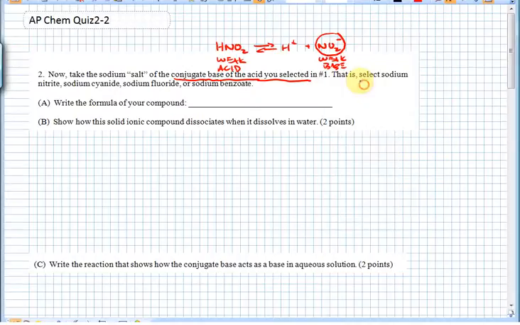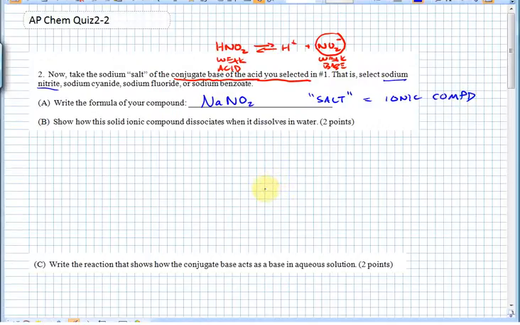All right, I'm tired of red. Let's go to blue, okay? Formula of my compound, I'm going to select sodium nitrite. That's the sodium salt of nitrous acid. Sodium nitrite, you notice I use the word salt. Salt is just a generic term for ionic compound. Don't be fooled by the language.